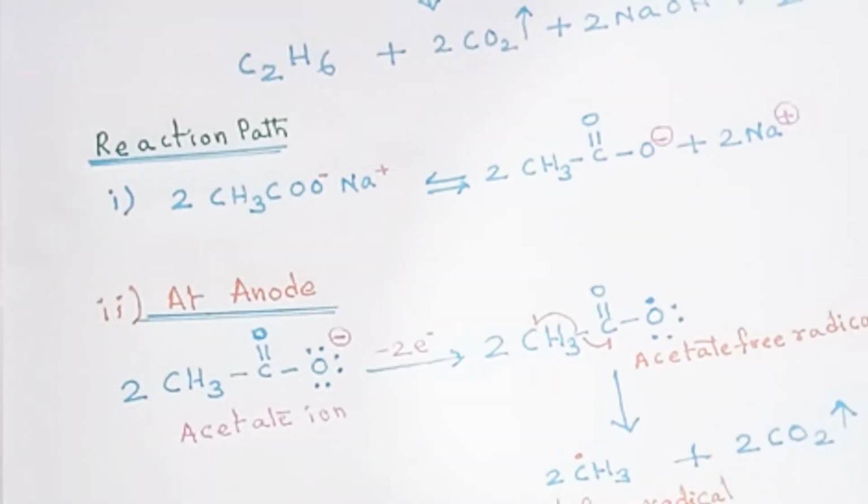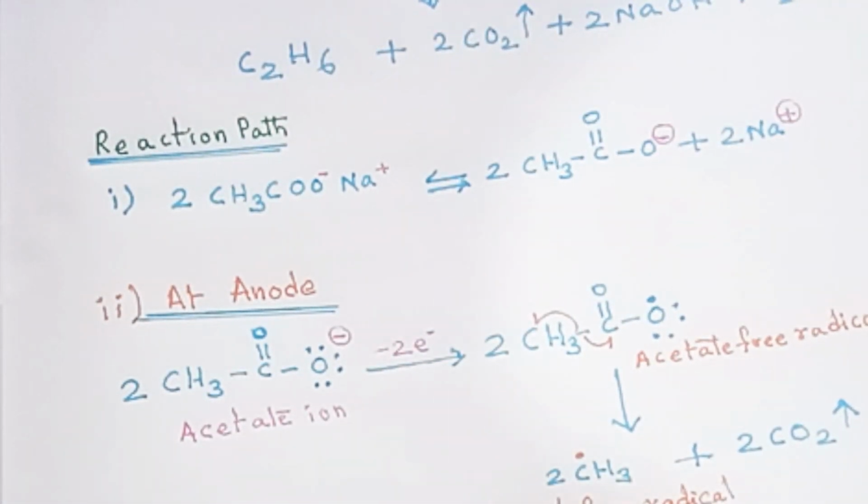And at the cathode, water will take 1 electron from the 2 electrons released at the anode. It will take that electron at the cathode to become OH minus ion and hydrogen free radical. This is how it occurs.